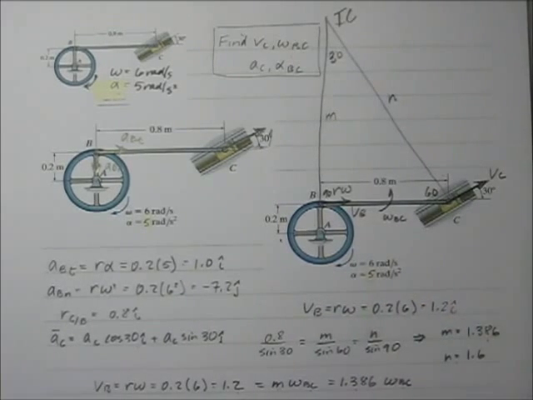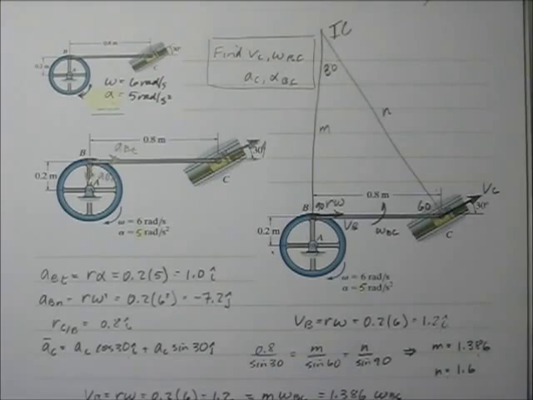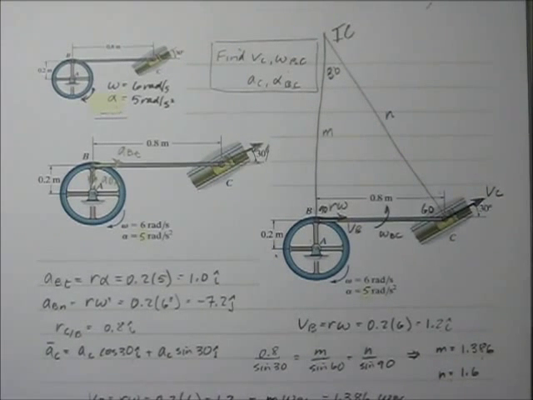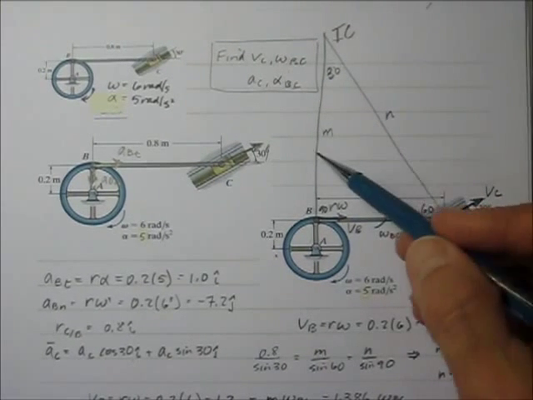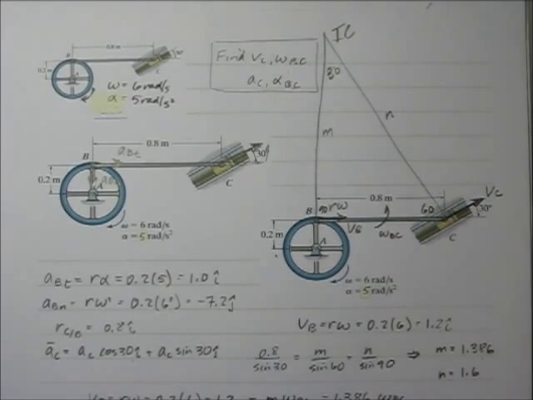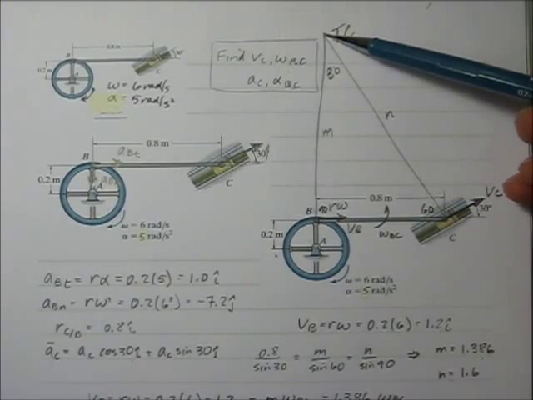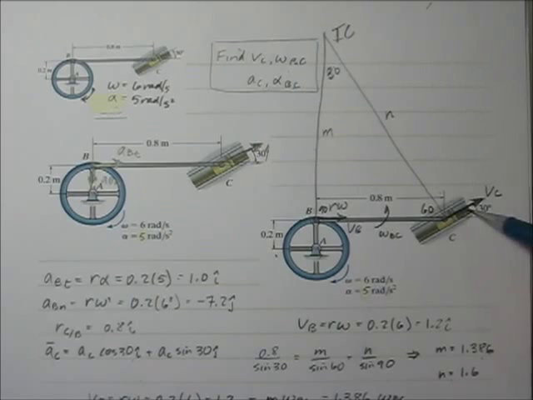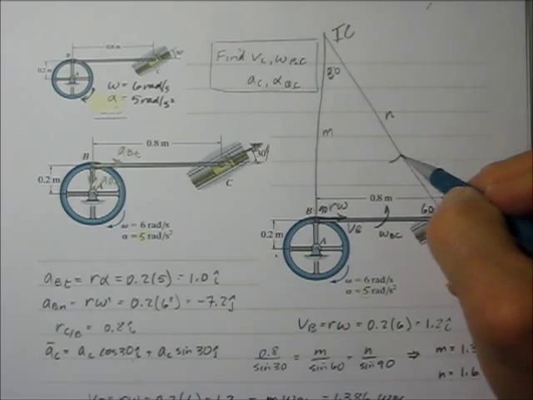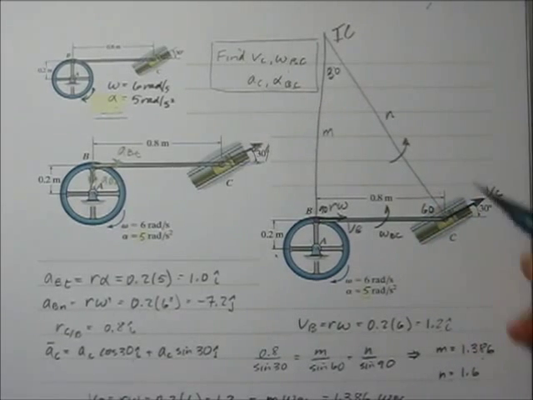Again, with our instantaneous center of velocity analysis, we know that this triangle now acts like a rigid body that's rotating about the IC, which means that the velocity of C also is rotating about the IC.